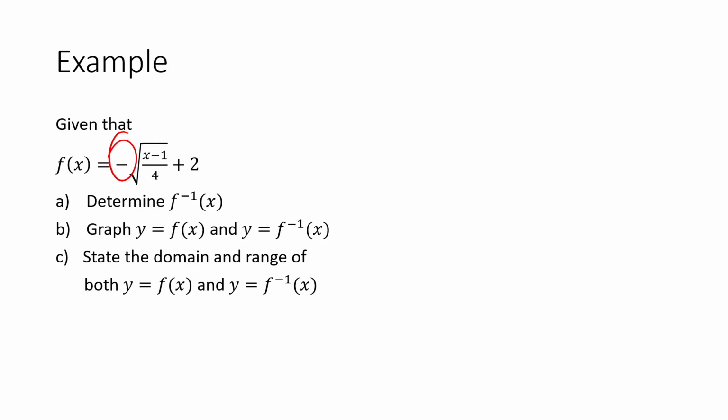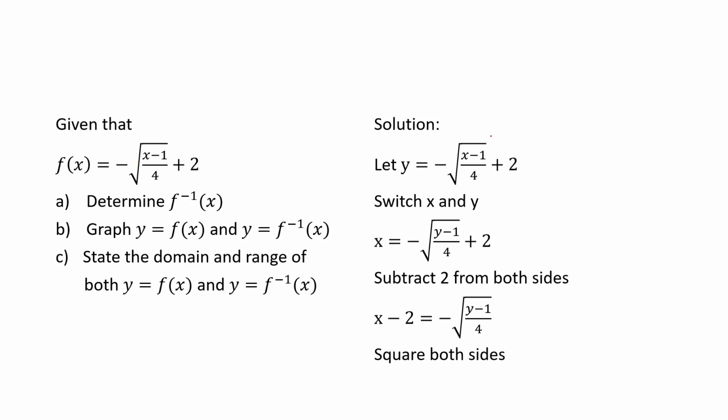We have the lower arm because there's a negative in front. If that happens, then we've got, like we say, the negative in front there. We have a one-arm parabola. We're going to now determine the inverse of that. So we let y equal this expression, and then we switch x with y. We subtract 2 from both sides, and now we want to square both sides.